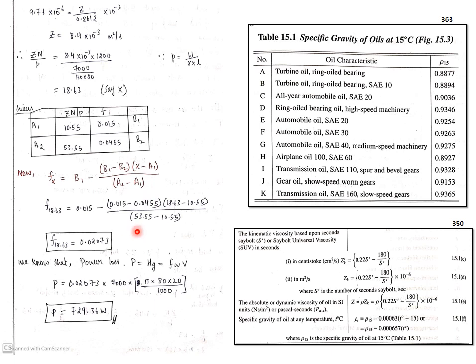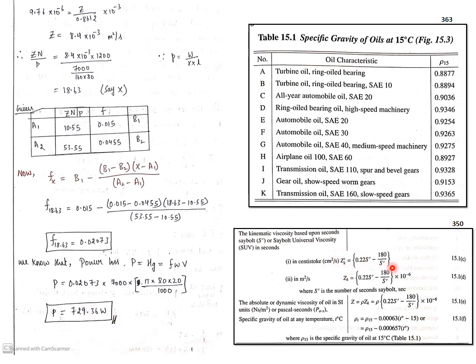If you practice this step, you will understand. Next, we know the power loss, which is nothing but the heat generation, is equal to FWV. If we substitute the value of F, and W, and V equals pi dN by 1000, the power loss will be obtained.